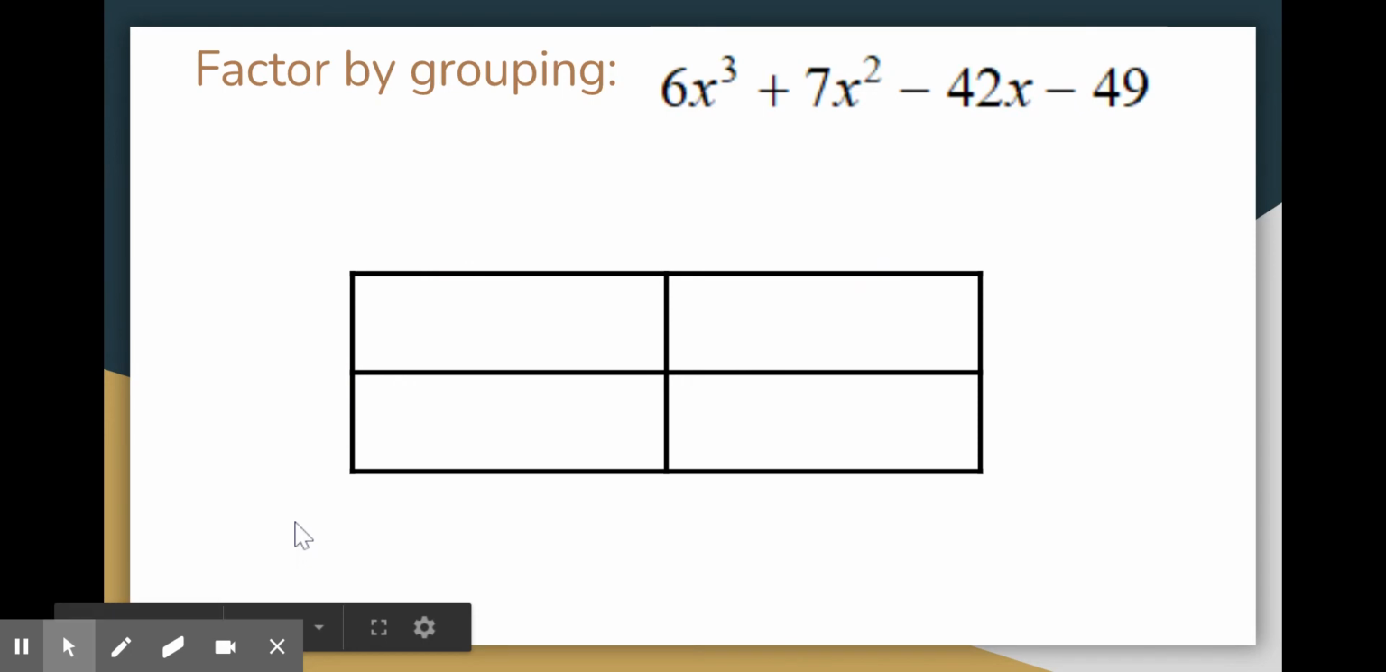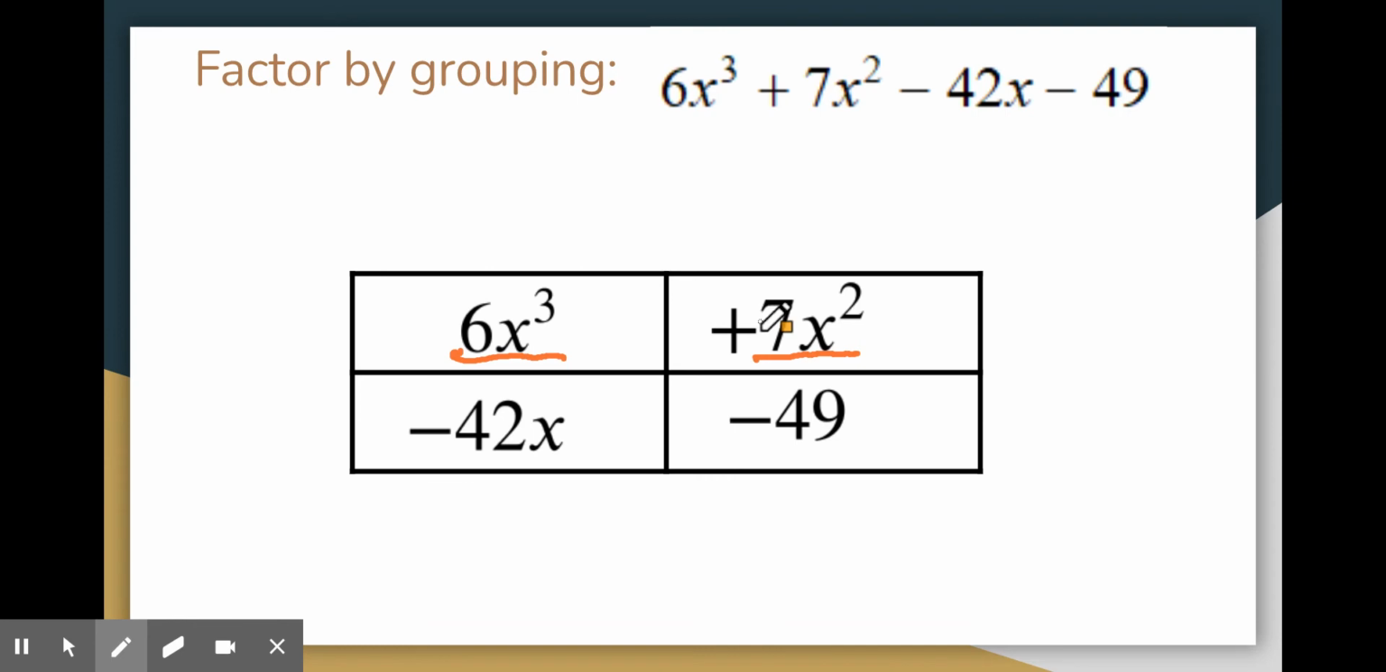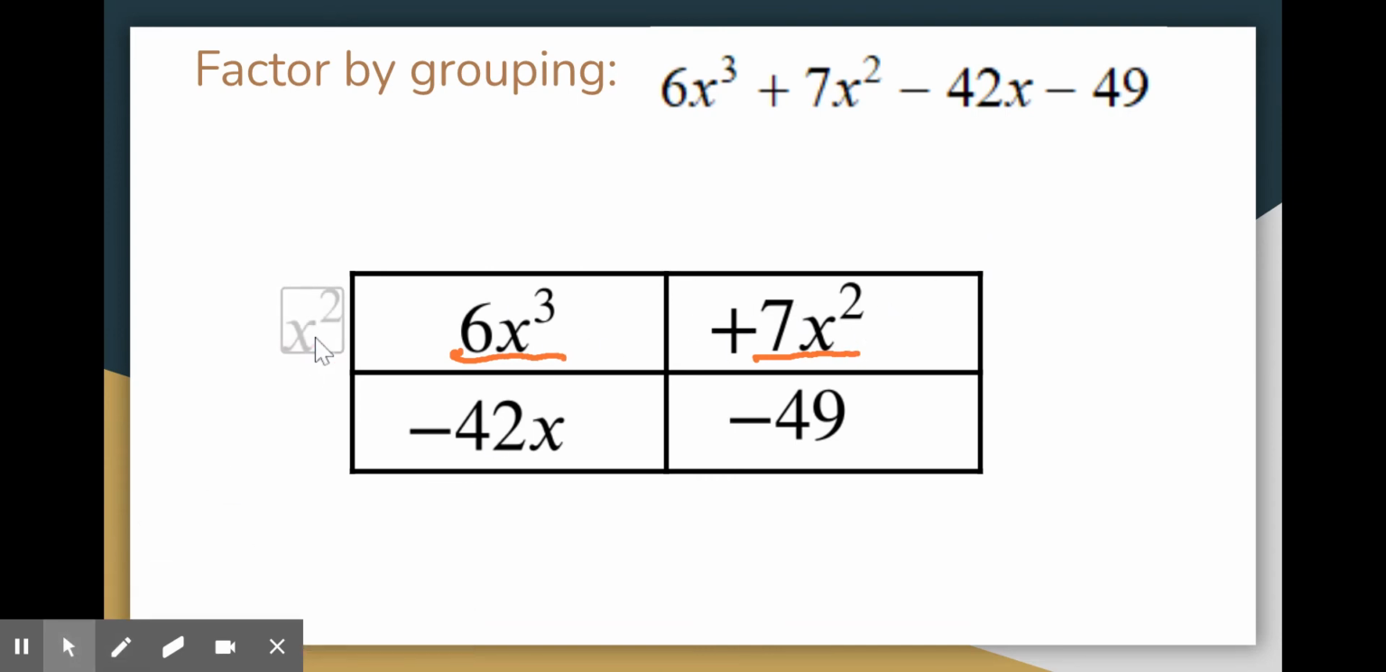Okay, let's try another example. So we are going to write them into the box. And I am going to look here and here and take out my greatest common factor. 6 and 7 don't have any factors in common, so I can take out 2 x's. And then what times x squared gives me 6x cubed? That is 6x. And then what times x squared gives me 7x squared?